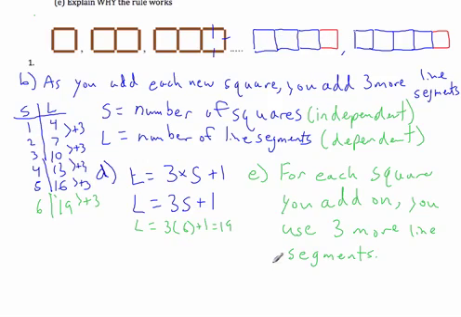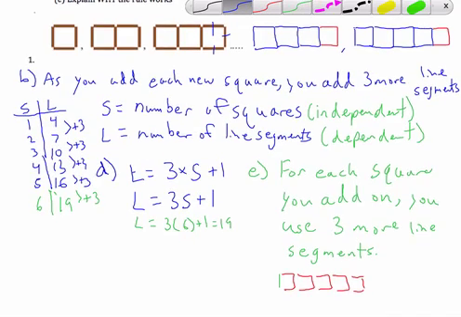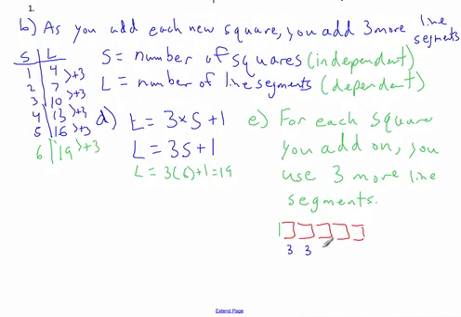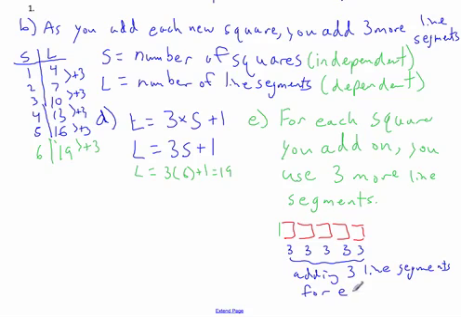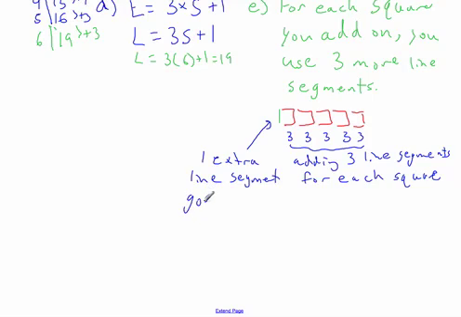And you can show this geometrically, maybe right here. I'm going to show it right here geometrically. So that's my initial value. So for each square, I'm using 3 line segments. 1, 2, 3. And there's 1 left over at the beginning because the first square used 4 line segments. So that's where the +1 comes from. So we need to clearly explain that. Okay? So I can show here that I'm adding 3 line segments for each square. Okay, and 1 extra line segment goes with the first square.